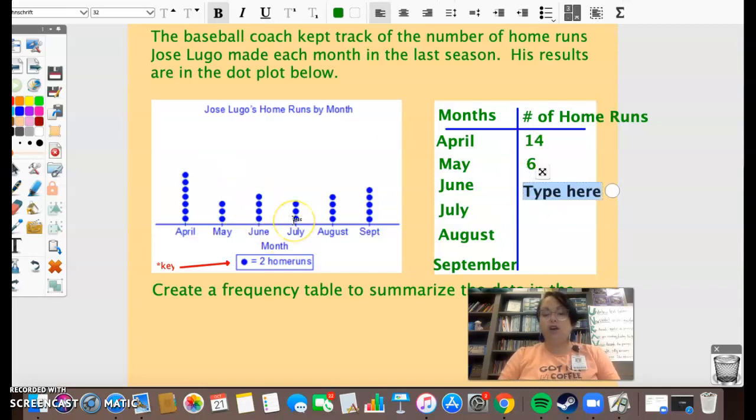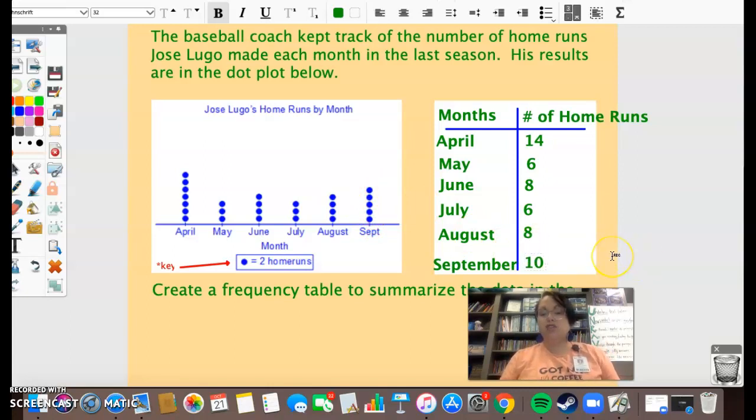June had 4 dots, so that gives us 8 home runs because each dot counts for 2. I'm going to try to line these up better. Okay, July had 3 dots, so that's going to be the same 6 as May. August had 4 dots, which means 8 home runs, because each dot counts for 2. And September had 1, 2, 3, 4, 5 dots, which counts for 10 home runs.